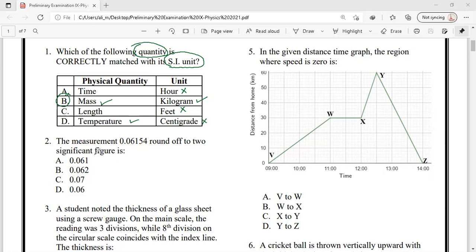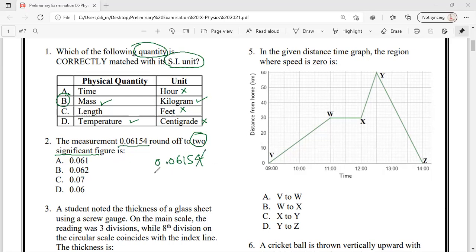Then we have question number 2. The measurement 0.06154 round off to two significant figures. So हमें इस expression को two significant figures तक round off करना है. The expression is 0.06154.